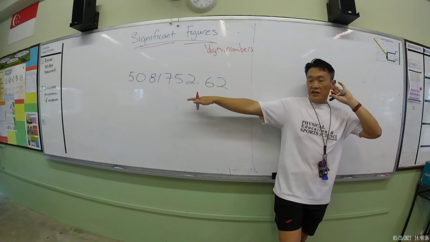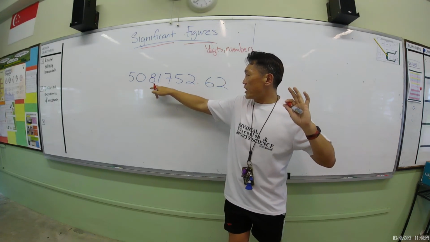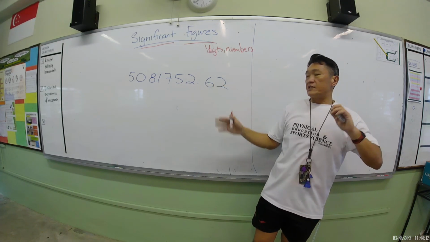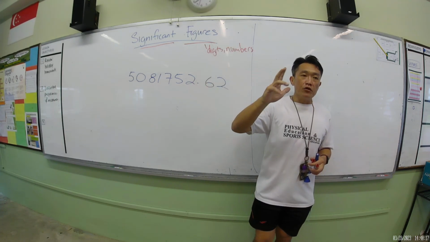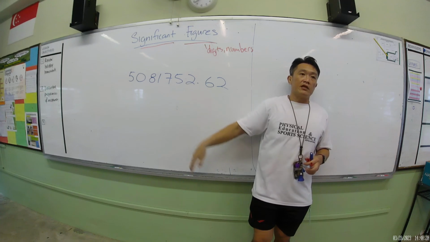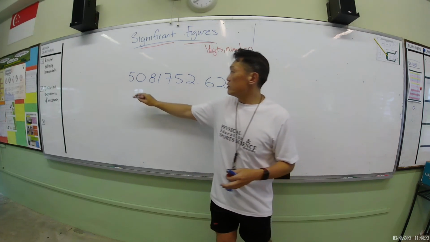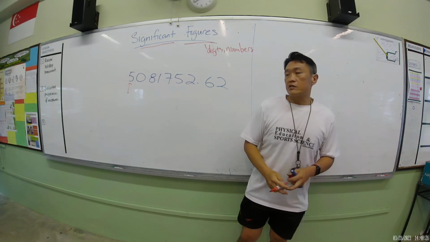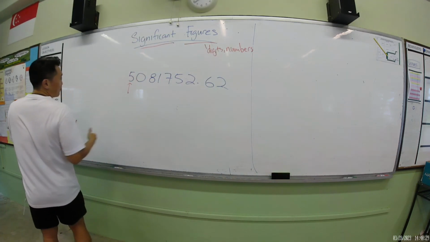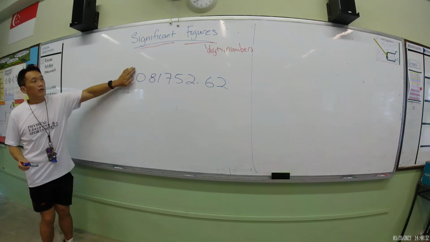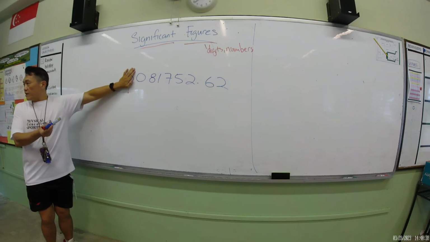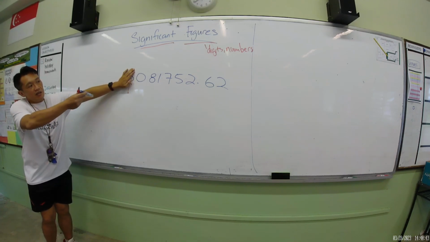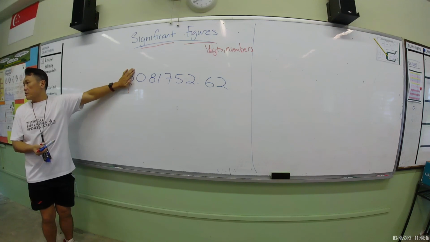This number itself is 5,081,752.62. So out of these digits, what can tell you the closest value of this number? 5. Very good. Okay? Because without the 5, can you tell that this number is almost 5 million?